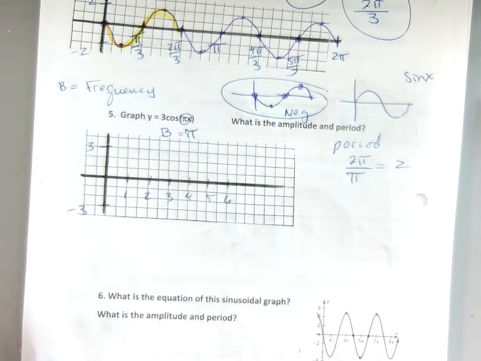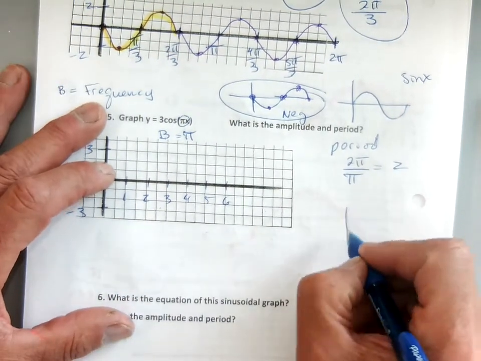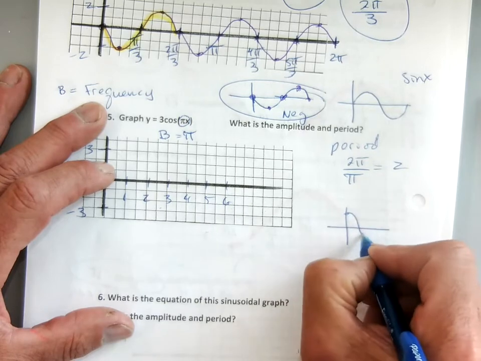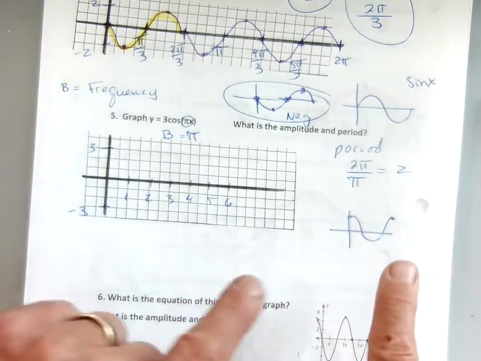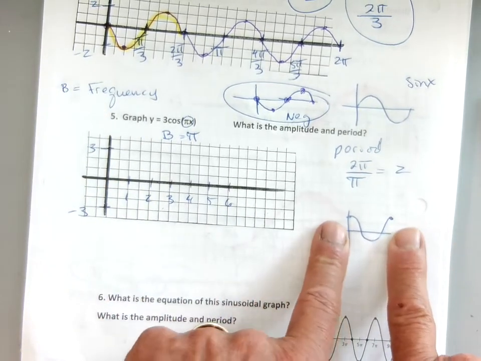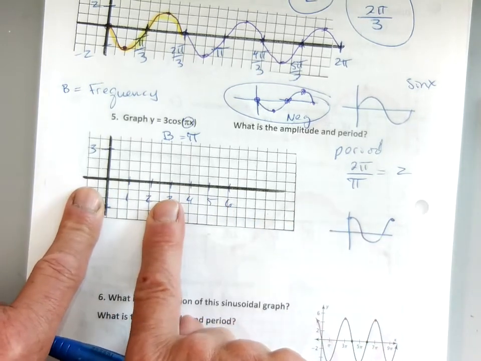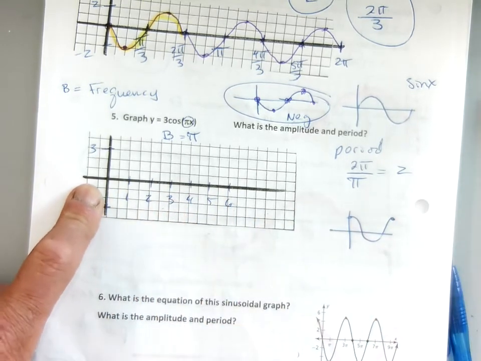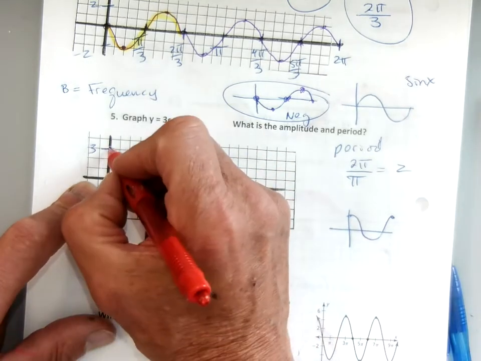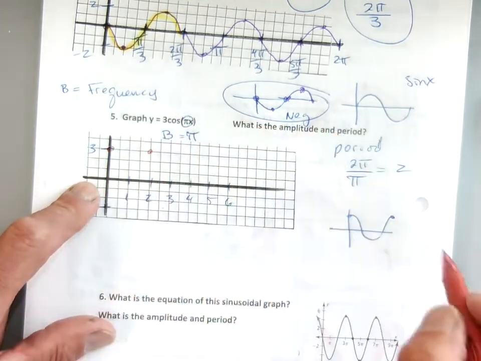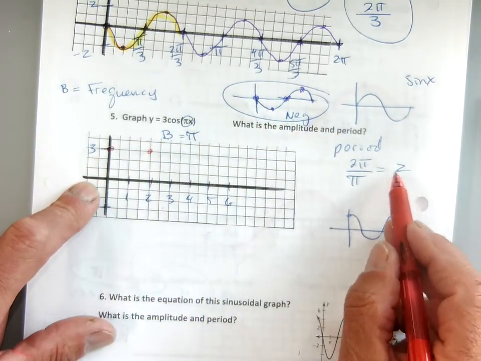Okay, so let's graph this. So I want a cosine. Cosine looks like this. It's my water slide. I need this shape to be between 0 and 2, but a height of 3. So it's going to look like this.